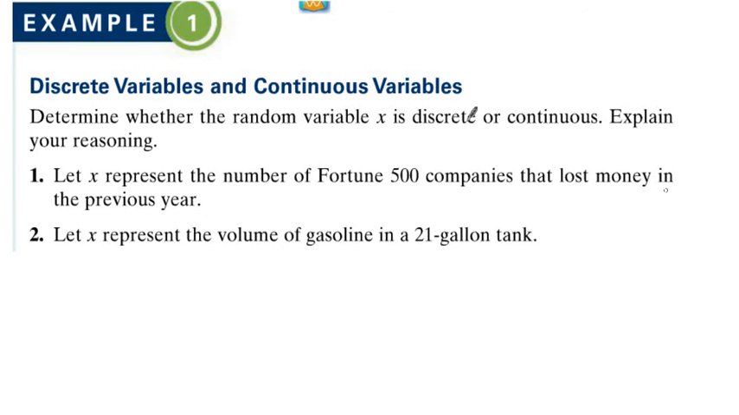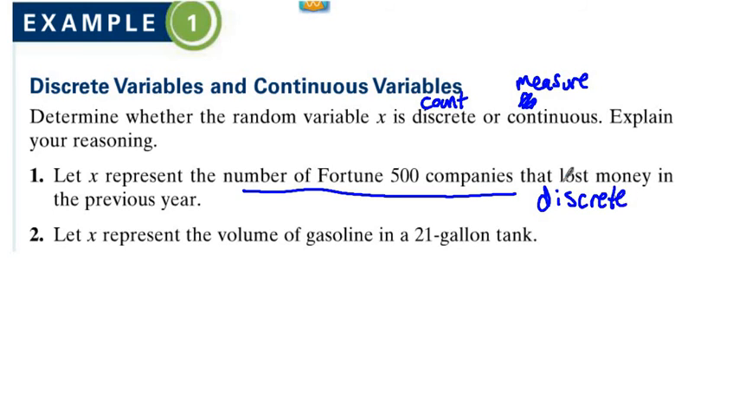So we want to determine whether it's discrete, meaning is it countable, or whether it's continuous, which usually means that you measure, and explain our reasoning. So X is the number of companies that lost money. That's going to be discrete or continuous, and hopefully you said discrete. You would not measure the number of companies. You wouldn't say, well, there are 3.278 companies. No, you would say there were 3 companies, or there were 4, or there were 5. You would count the number of companies.